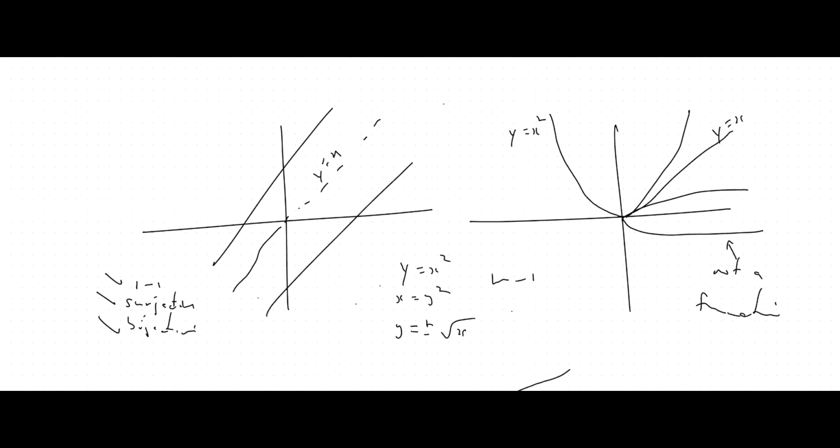But guess what? That inverse is not a function. It's not a function, right? Because this is what you get. Because here you have an x value that maps to two y values. So you have a one-to-many, right? You have a one-to-many, which is not a function.